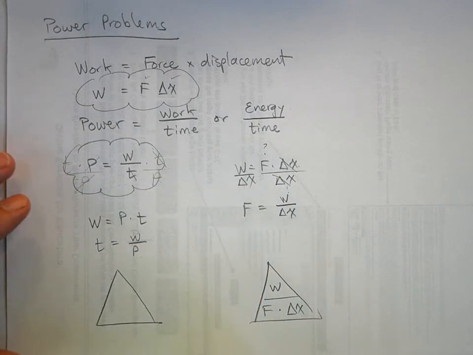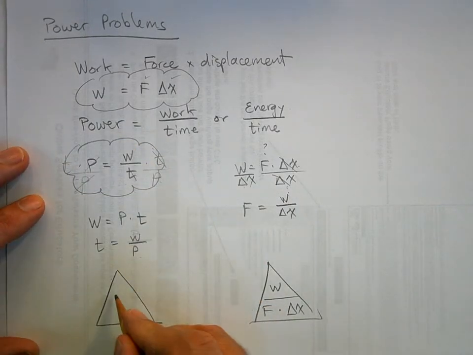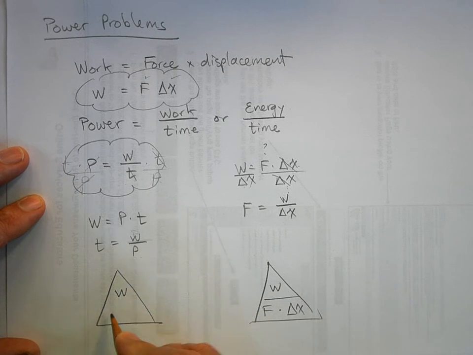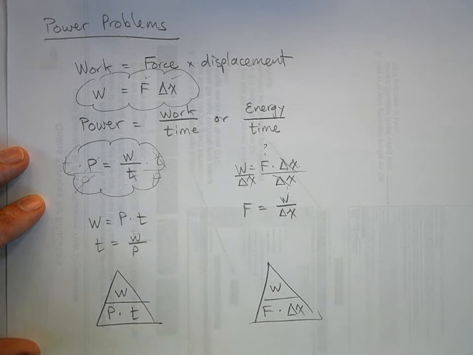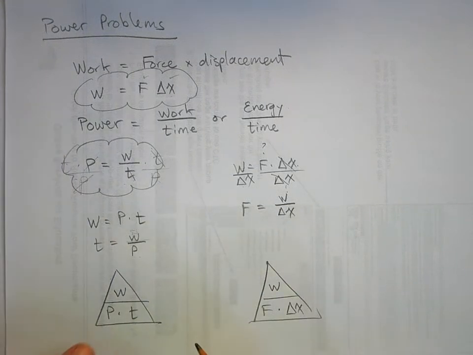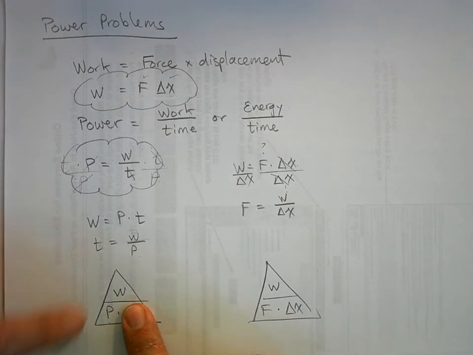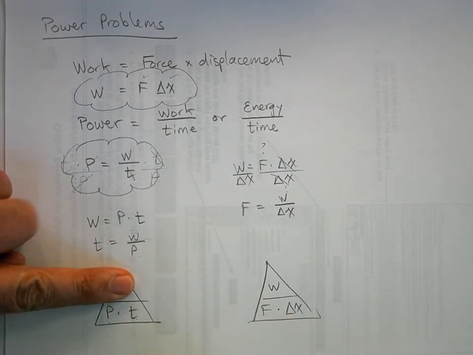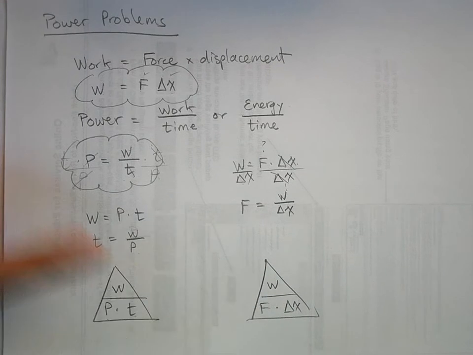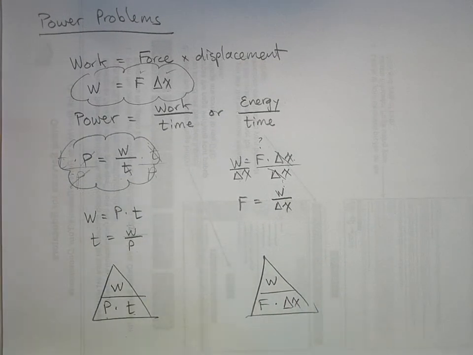And then the same thing is true here. I can put work equals power times time. And the same thing here. If I want to solve for power, cover it up. Power equals work over time. Time equals work over power. Work equals power times time. So these little triangles can help you.